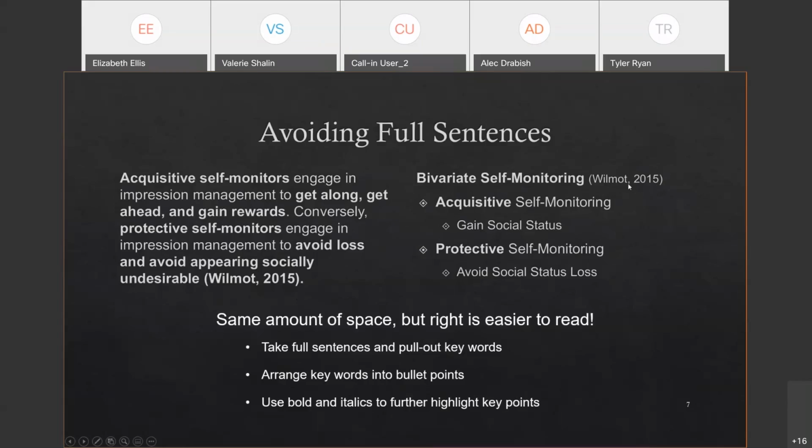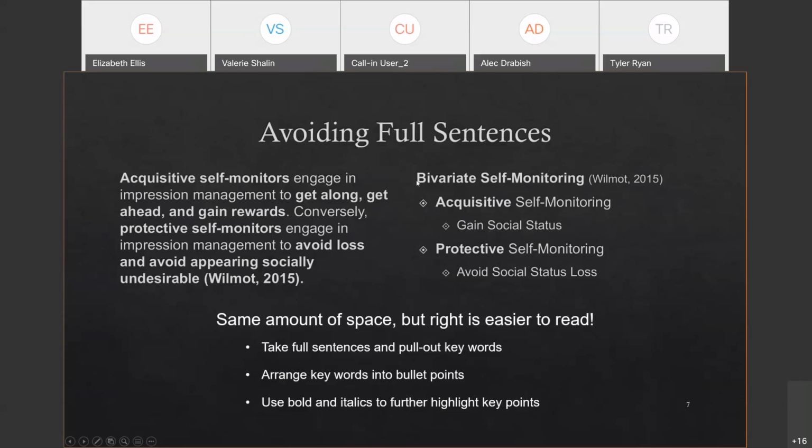You know, I could say this is the article, this was his dissertation research, and here, let me hand you my handout with the citation on it, right? And so what you can do to avoid full sentences is to take your paragraph and highlight key points that you want to make, and then arrange those key points into bullet points. And you can use bold and italics to further make a point.